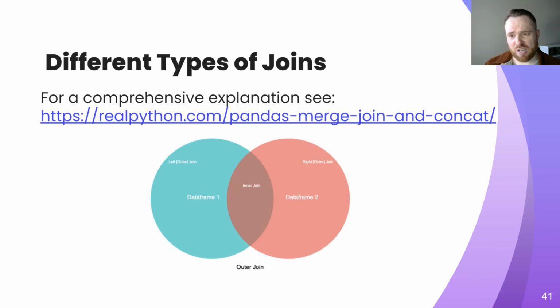Now, the topic of joining itself is something that merits a lot more attention. Here's a great article from Real Python that talks about pandas merge, join, and concat. These are all ways that we can smash datasets together. Earlier on, we had a look at concat, but this article goes into a lot more detail, particularly around using merges and then joins within pandas.